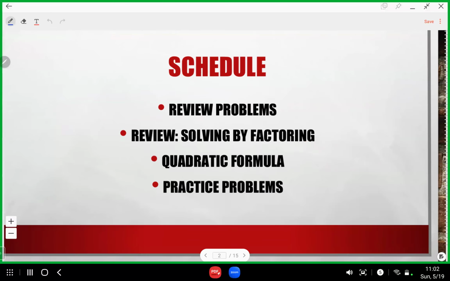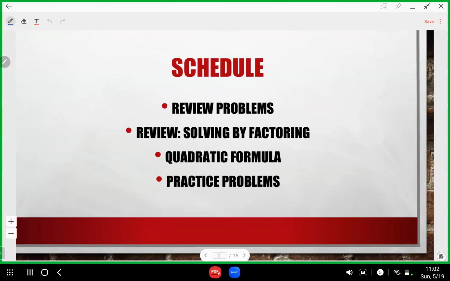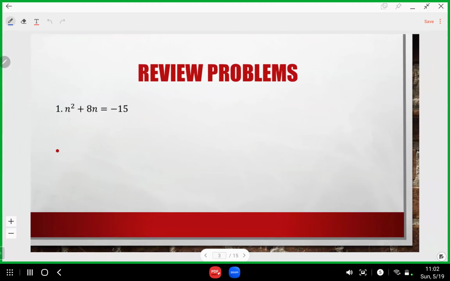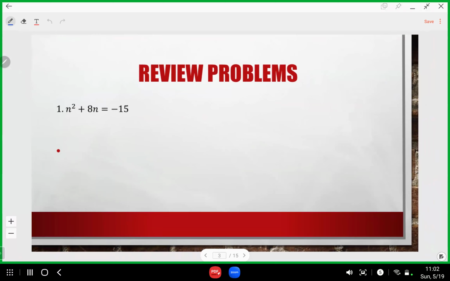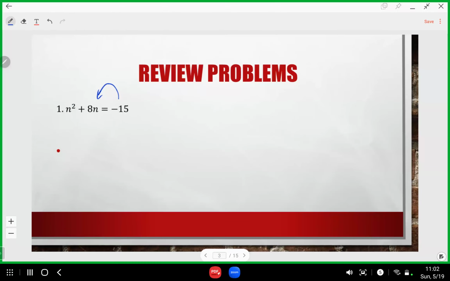Okay, so let's first go over the schedule. We're going to go over some review problems, review how to solve by factoring, and then we're going to introduce the quadratic formula. So first, let's start with this review problem. Remember, 0 has to be on one side by itself, so make sure you move this term to the other side here. Okay, I'll give you a couple moments to do that.